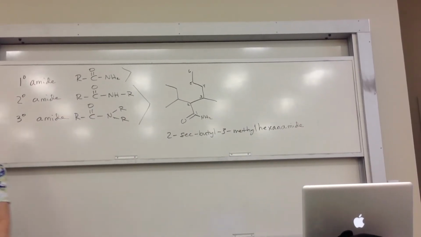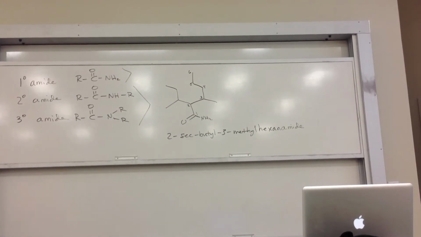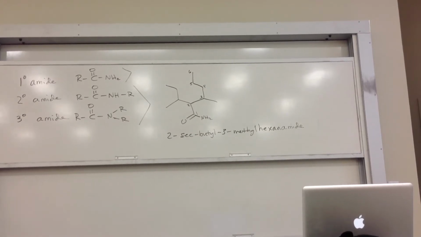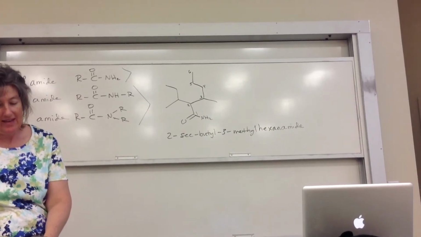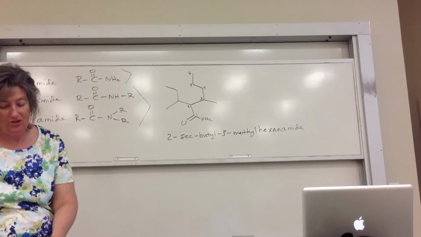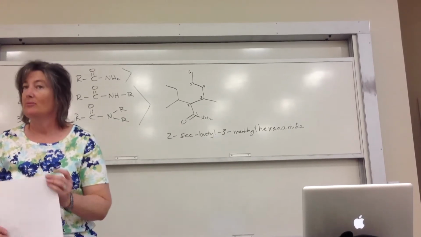So they're easy to do. You just do your carboxylic acid parent and change the oic acid to an amide. Okay? Questions on that? All right. You need that information to do the more complicated ones.